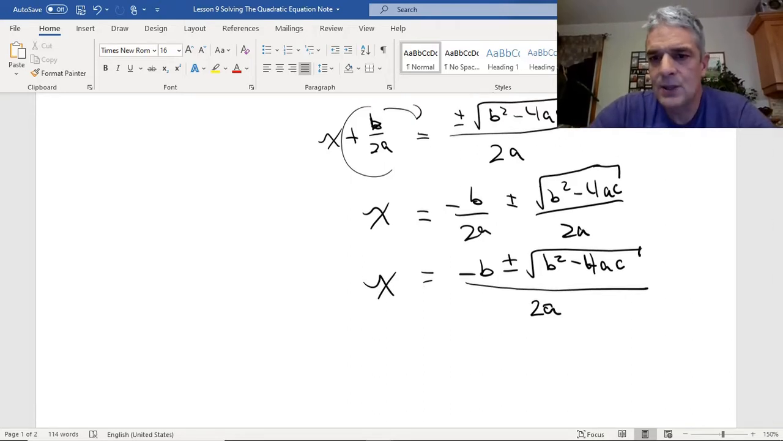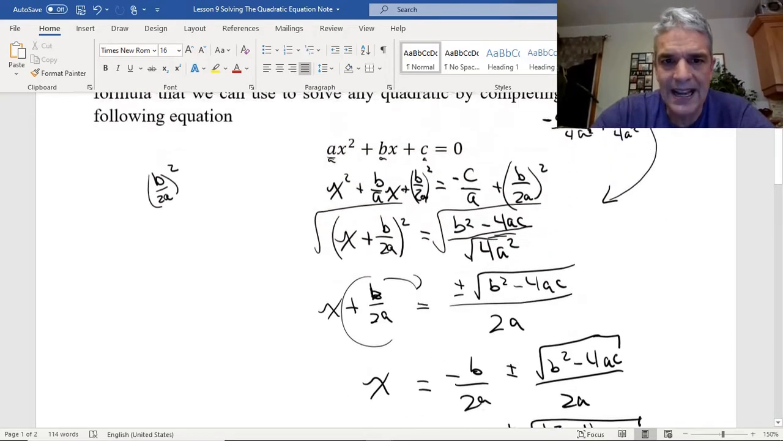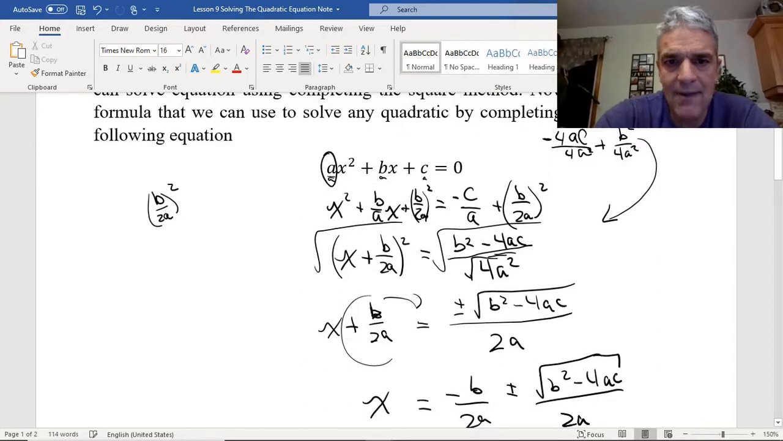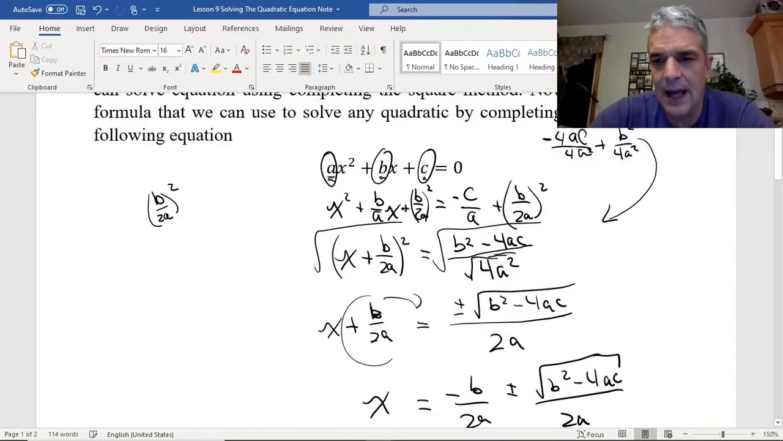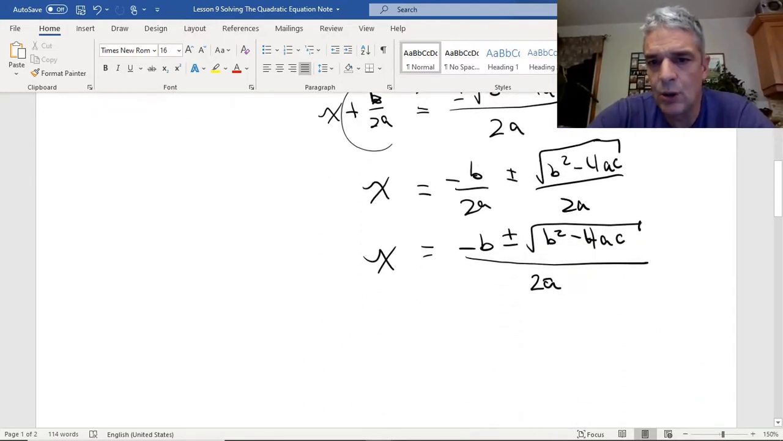Okay, and the way this works is that we go to any equation. If we can determine the a value, the b value, and the c value, then we can substitute those values into this equation, and then we can get our answer.